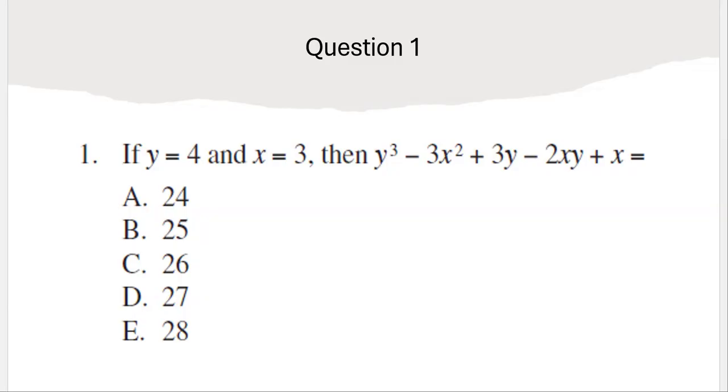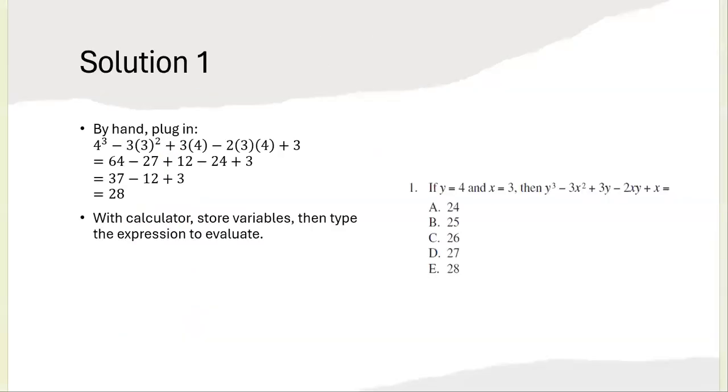Question one, y equals 4, x is equal to 3, then they asked us to evaluate this expression. Okay, so now on this digital SAT, you could just easily plug all this into your calculator. That's no problem. But let's get to practice doing it by hand as well. So y is 4, so 4 cubed minus 3 times 3 squared plus 3 times 4 minus 2 times 3 times 4 plus 3. Okay, so we've got to do the order of operations. Let's exponentiate these first, and then we can also multiply those together. Then let's add or subtract from left to right. You should get 28, so choice E.